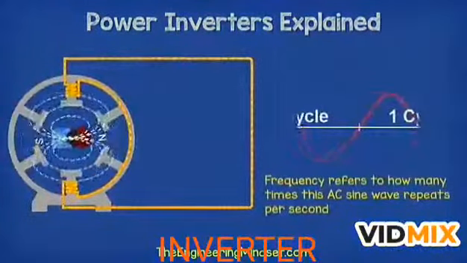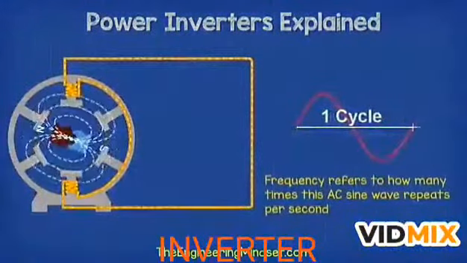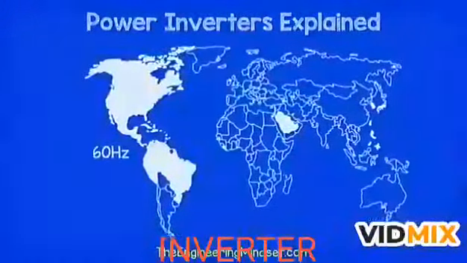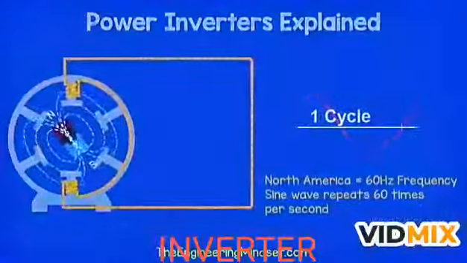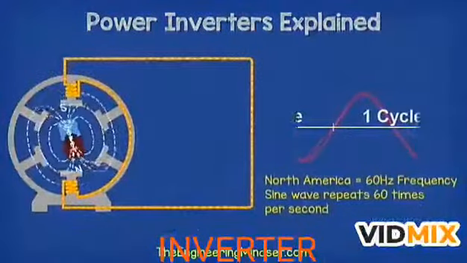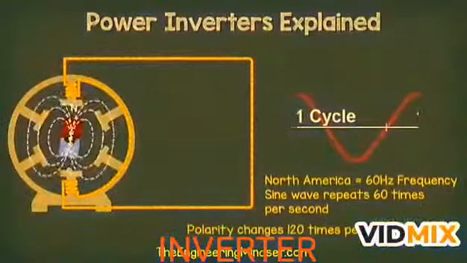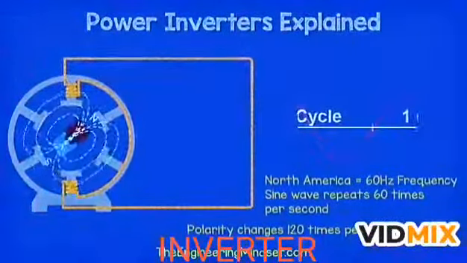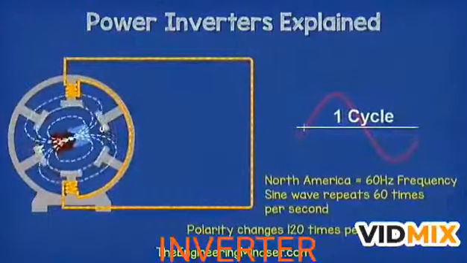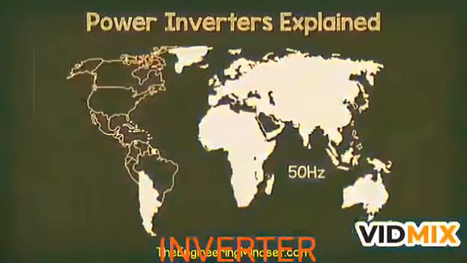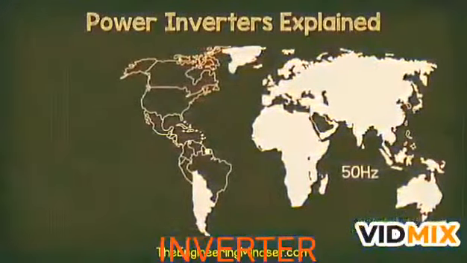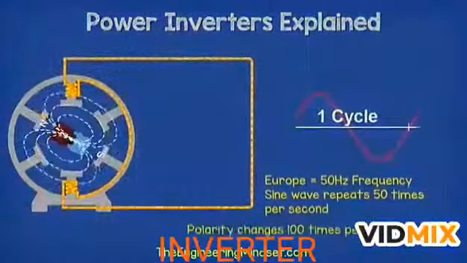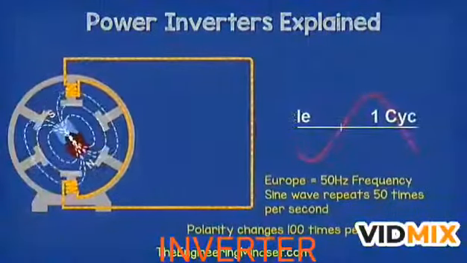Frequency refers to how many times this AC sine wave repeats per second. In North America and a few other parts of the world, we find 60 Hz electricity, which means the sine wave repeats 60 times per second. And as each wave has a positive and a negative half, this means its polarity will therefore reverse 120 times per second. In the rest of the world, we mostly find 50 Hz electricity. So the sine wave repeats 50 times per second, and therefore the current reverses 100 times per second.